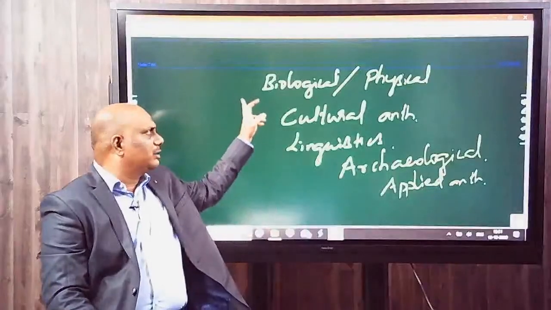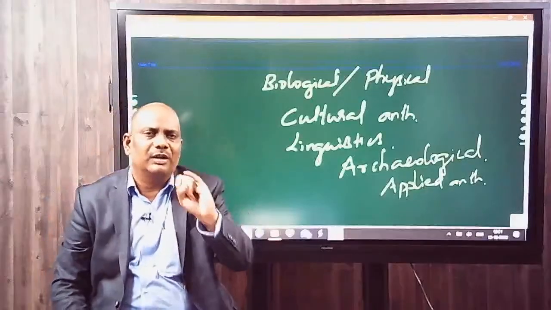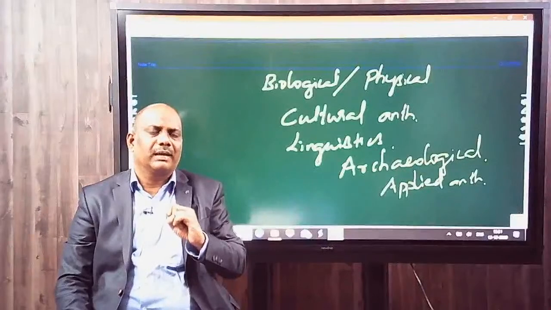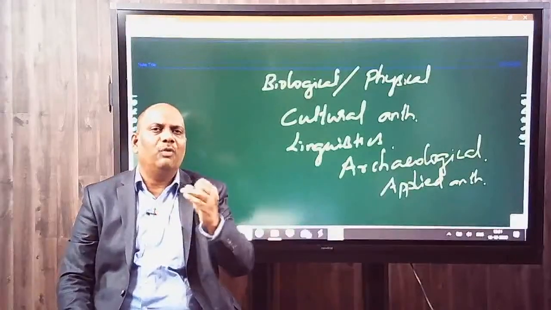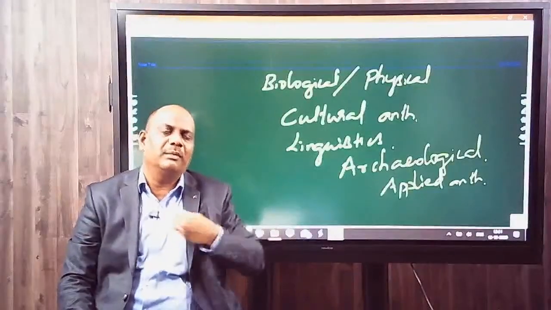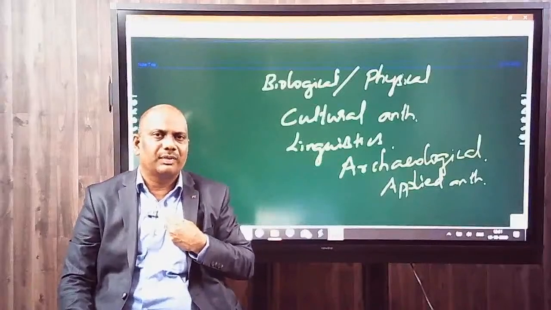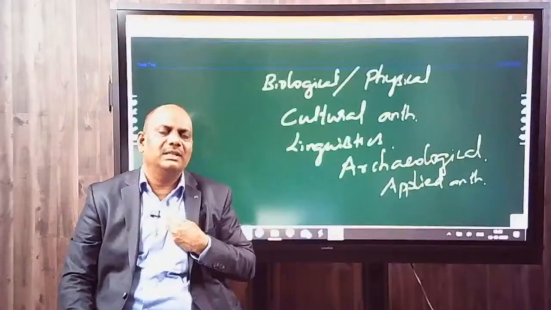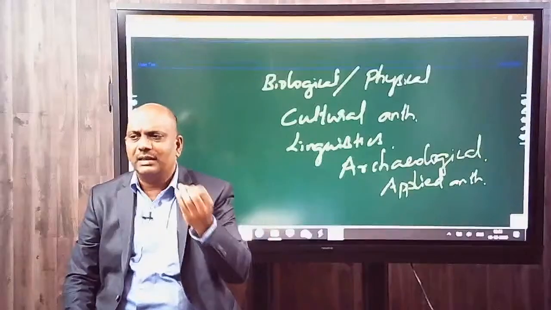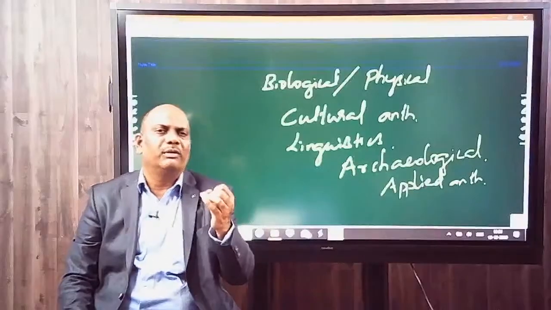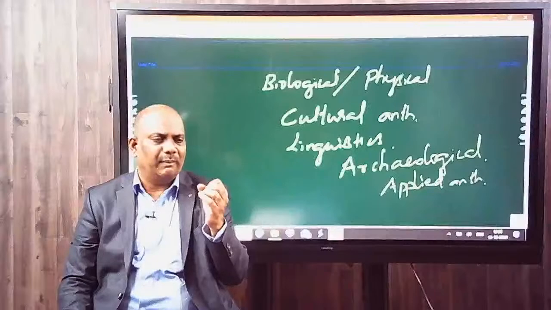In biological anthropology, we discuss organic evolution, the evolution of human beings. That is how we human beings descended from the primitive apes. We didn't descend from monkeys. We descended from apes. Recently, I saw one very funny post on WhatsApp.